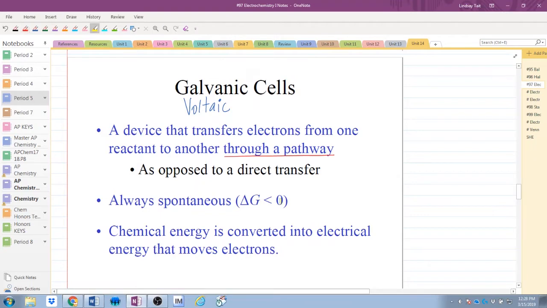For me, this is another big thing. Voltaic cells, galvanic cells, they are always spontaneous, or we should probably use the better word, favorable. That means they have negative delta G's, their delta G is less than 0. And so we're going to convert chemical energy into electrical energy. Yay.